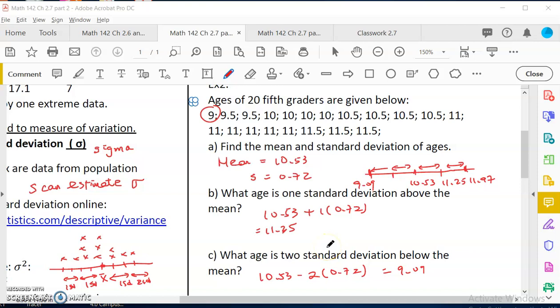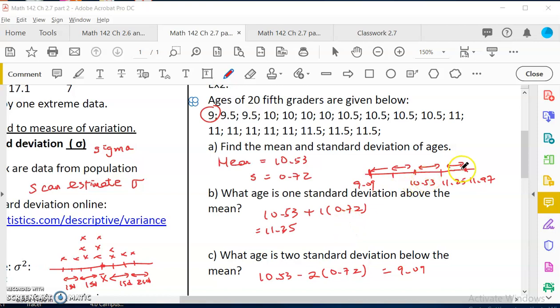Hello, statistics student. This video is for chapter 2.7, part 3 of standard deviation, or measure of variation. We talk about standard deviation, how important it is in terms of describing how data varies.